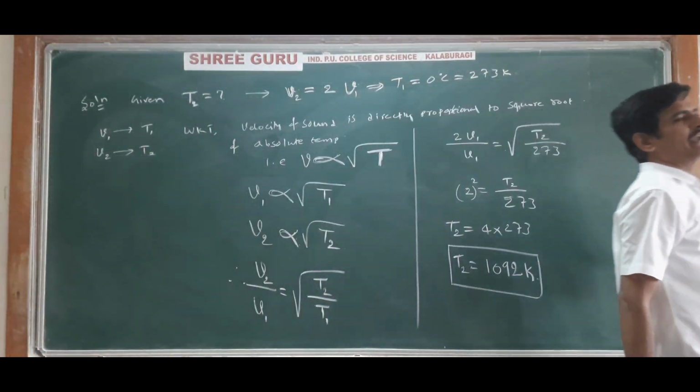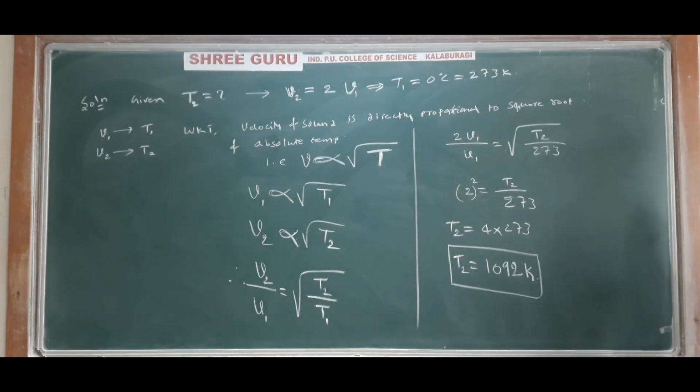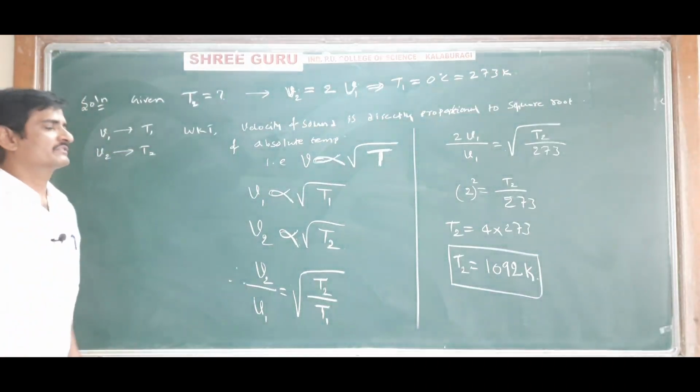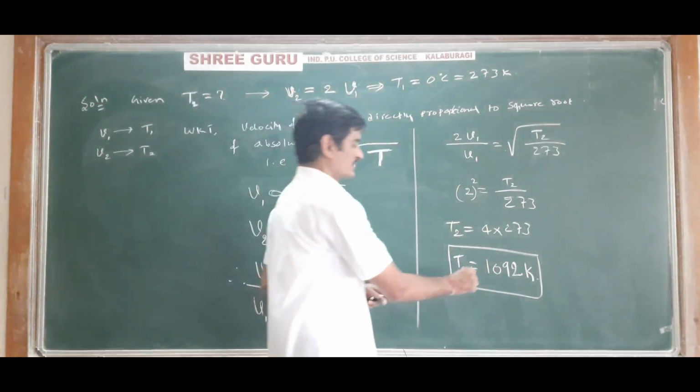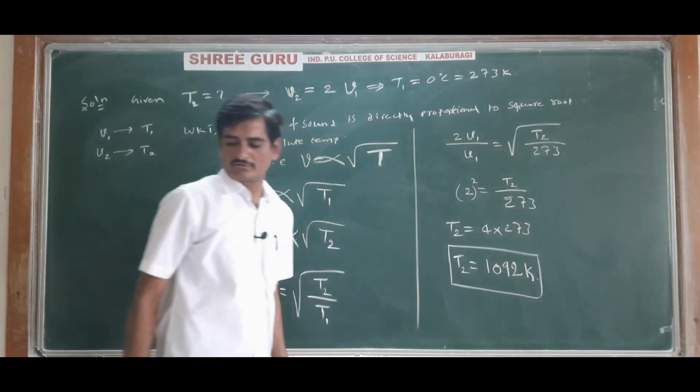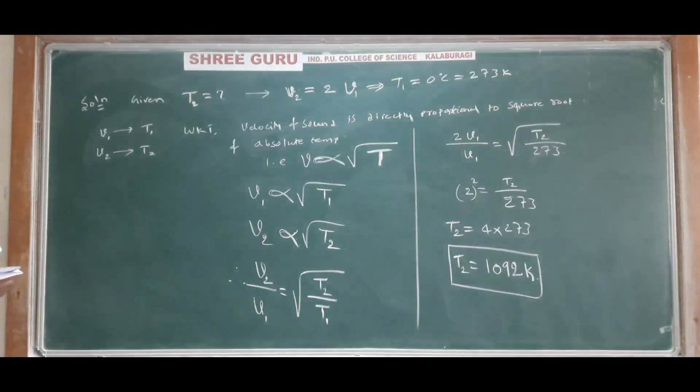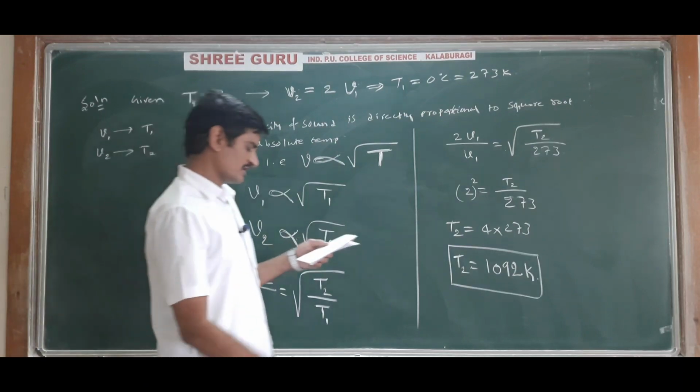At 273 Kelvin, whatever the velocity of sound is, double of that value will be there at a temperature of 1092 Kelvin. Understood? Okay, hope you understood this one. Next question. Solve the next question.